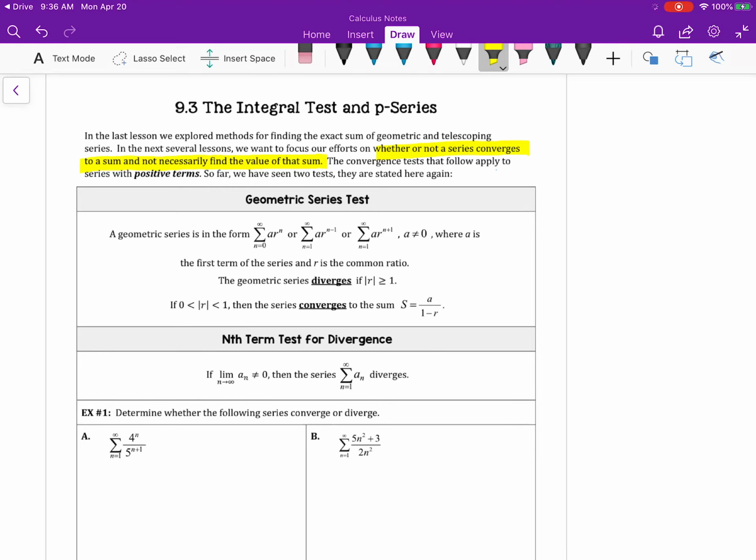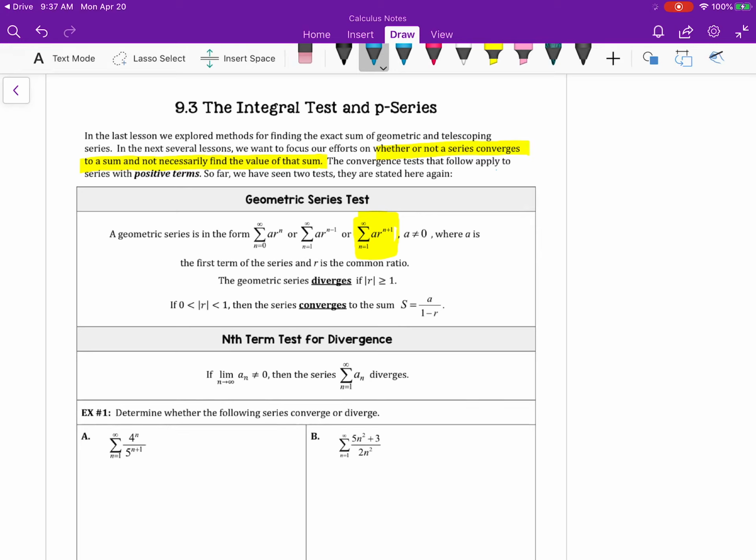They are stated again here. A geometric series is in the form, so the geometric series test is the first one. A geometric series is in the form summation from n equals 0 to infinity, a times r to the n, which is the most common, or summation n equals 1 to infinity, a times r to the n minus 1, that's the second most common, or this third one I don't see very often, summation n equals 1 to infinity, a times r to the n plus 1.